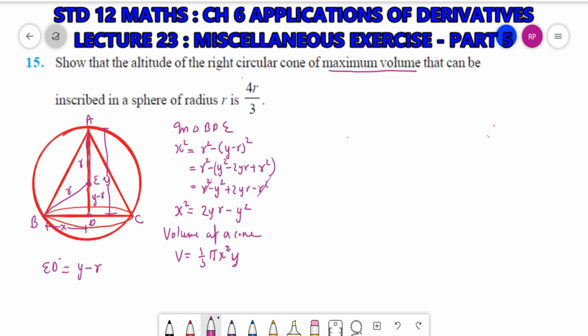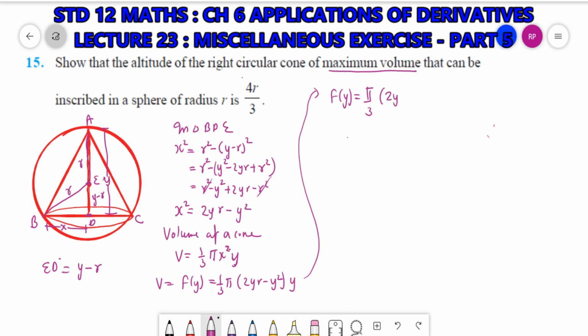So this we will make our function. So V will be equal to f of y, 1 by 3 pi. Instead of x square I will use (2yr minus y square) into y. So the function will be f of y, that is the volume, pi by 3 into 2y square r minus y cube. Now to find the maximum volume, we need to first find the critical point, that means f dash y and then f double dash y.